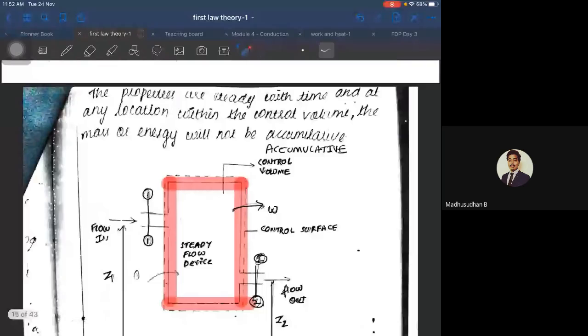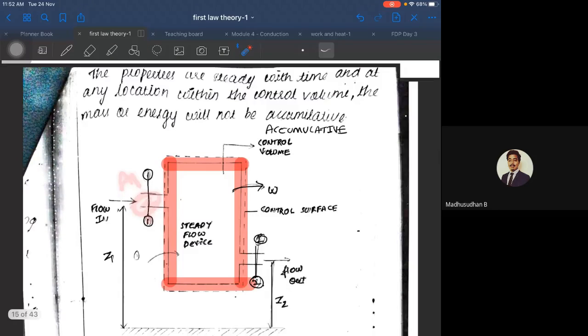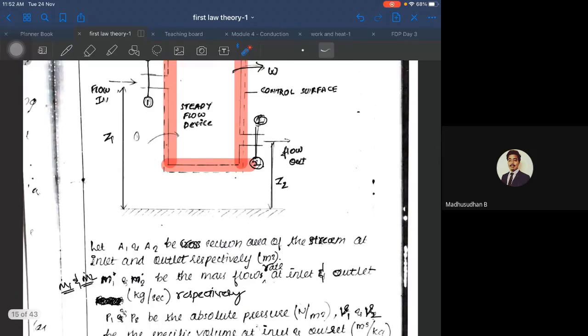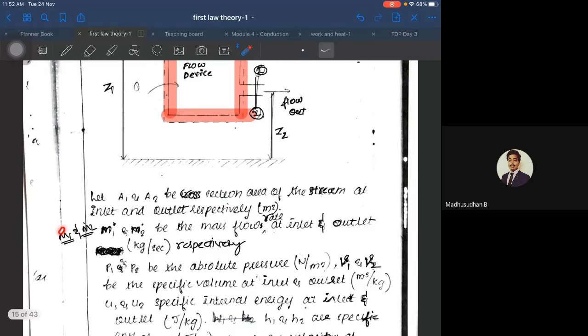That means the area is talking about the area of cross-section. So this is nothing but A1, and the area of cross-section at the outlet is known as A2. And m dot 1, guys, m dot 1. If you just write m1, it is mass at state 1. If you write m dot 1, then it is mass flow rate at state 1. So what is the difference between m and m dot?